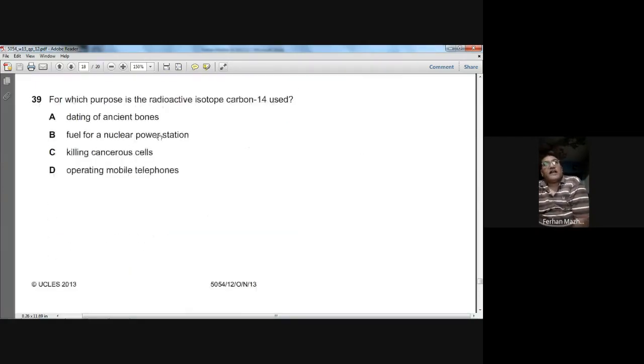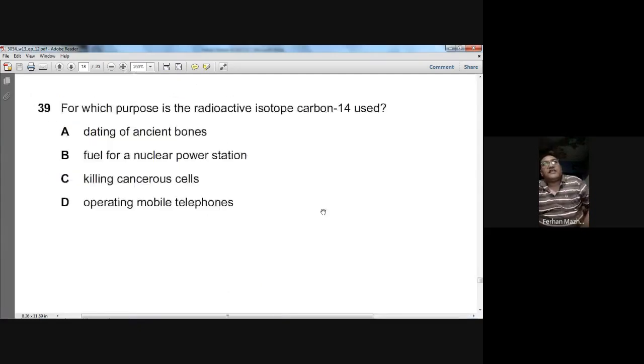On your screen, we have question number 39. For which purpose is the radioactive isotope carbon-14 used? You must have heard the word carbon dating. Yes, it is used to find out the age of different ancient bones. It is used for dating of ancient bones. A is the option. Question number 39, A is the option.